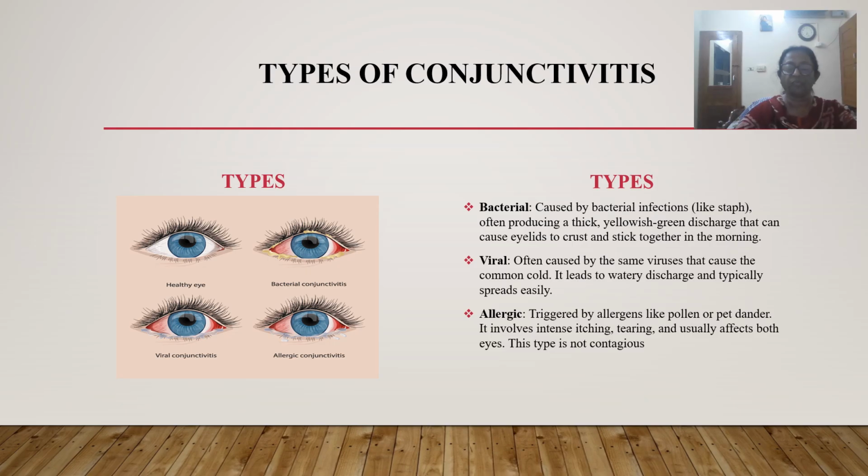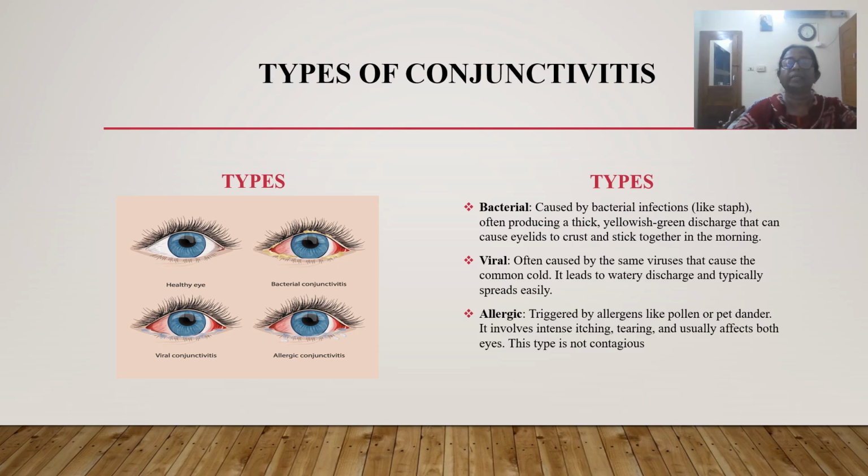There are different types of conjunctivitis. You can see the bacterial conjunctivitis. Bacterial conjunctivitis is caused by bacterial infections like Staphylococcus, often producing a thick yellowish-green discharge that can cause the eyelids to crust and stick together in the morning. Then viral conjunctivitis is often caused by the same viruses that cause the common cold. It leads to watery discharge and typically it spreads easily.